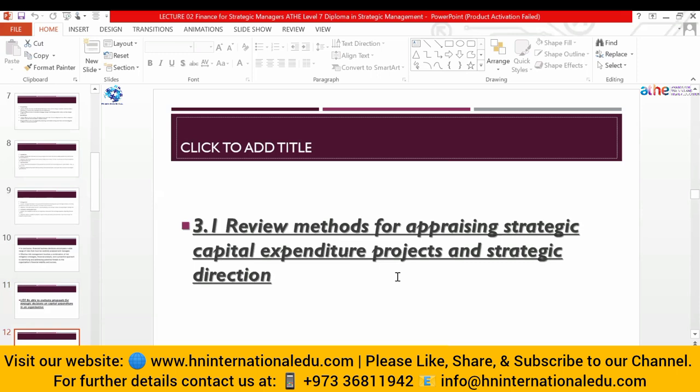3.1 states review methods for appraising strategic capital expenditure projects and strategic direction. Now, in this assessment criteria, we're having two things: first, expenditure projects, and then the strategic direction. With that, appraising strategic capital expenditure project means how things are going to be upgraded with the passage of time. And then there are steps and methods too.